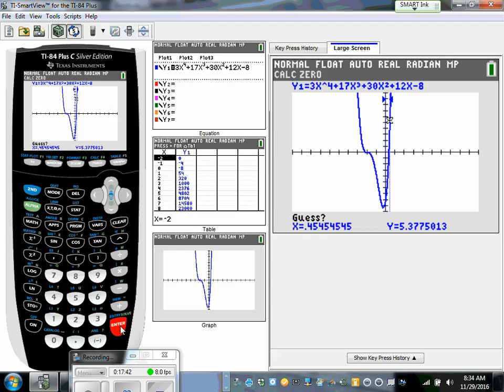You want to guess? 1/4. Hit enter. It tells me it's 0.3 repeating. What's 0.3 repeating? That's 1/3. Shoot. It's 1/3. All right, so we can see that it is 1/3.